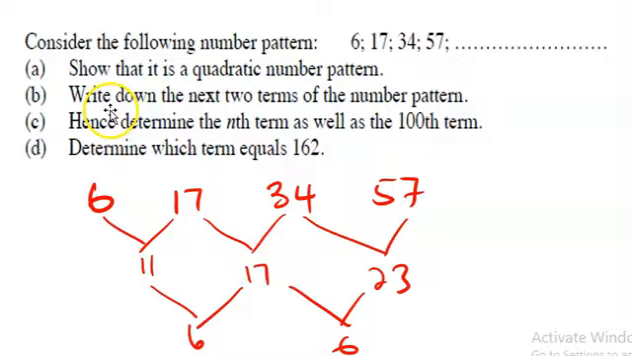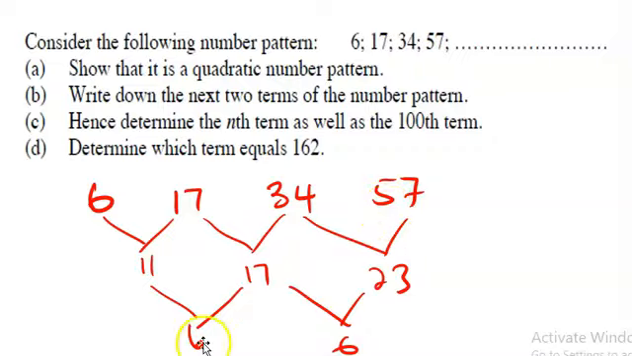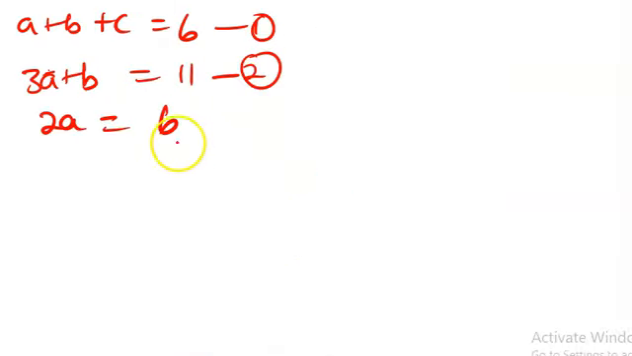The second difference, we said that it is 2a. So the second difference, that is 2a, is equal to 6. Yes. So that is it. This is 2a. Okay. Now we solve this one. Let's solve it from now.